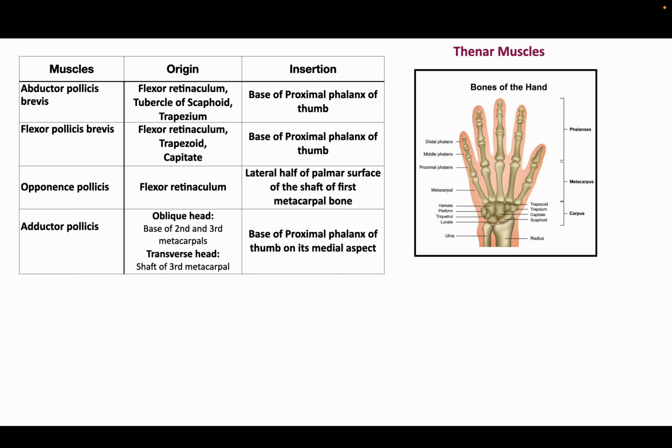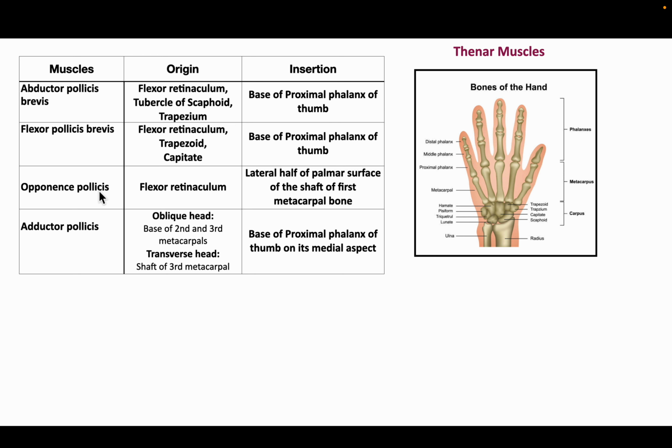Now coming to the origin and insertion of these muscles, abductor pollicis brevis is getting origin from the flexor retinaculum. Even flexor pollicis brevis and opponens pollicis are also getting origin from the flexor retinaculum. But the bones contributing to the origin of these muscles are scaphoid and trapezium. So scaphoid and trapezium give origin to the abductor pollicis brevis, and trapezoid and capitate, so this is the trapezoid bone and this is the capitate bone, along with the flexor retinaculum, give origin to the flexor pollicis brevis. Both these muscles have a common insertion, that is the base of the proximal phalanx of the thumb.